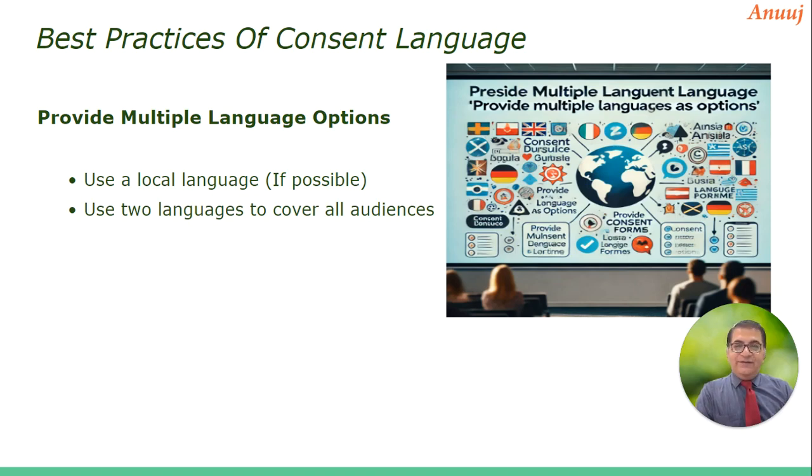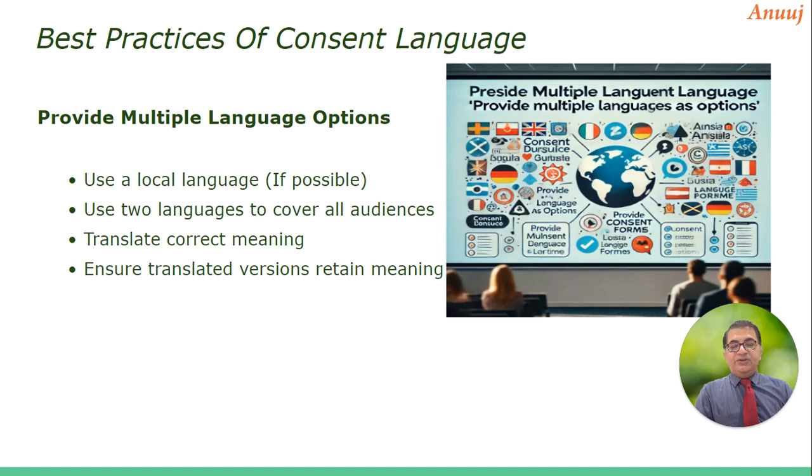So try and use two languages. Two languages help in covering the audiences. Even in the larger towns, maybe English is the most common language in our country as well, but in some areas, some states, they are not even very good at English. So it could be Hindi plus a local language sort of a situation. Translate the meanings properly and ensure that the translated versions retain the meaning. It should not be an AI translation and then it's a different meaning. Just be very, very careful at it.